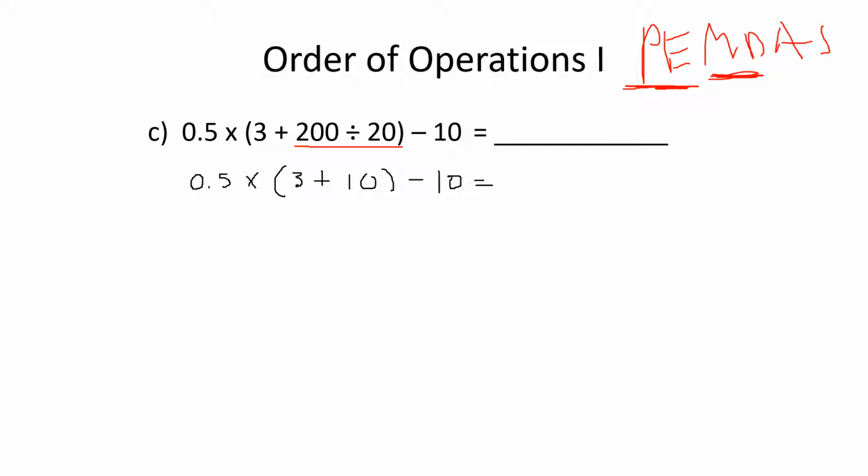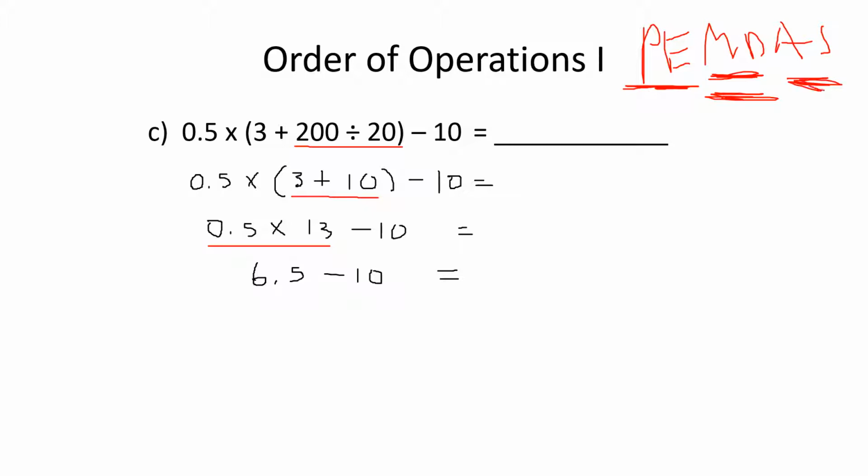And then let's go ahead and simplify what's in the parentheses. That becomes 13. So now we have no more parentheses. We're just back to the second level, multiplication and division. Minus 10. Addition and subtraction are the last steps. Negative 3.5.